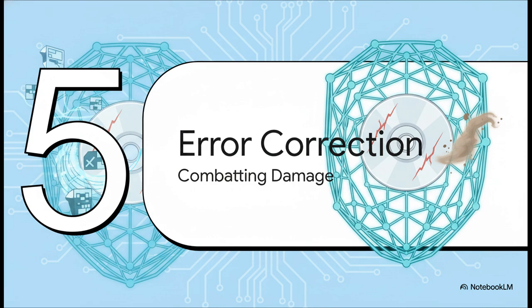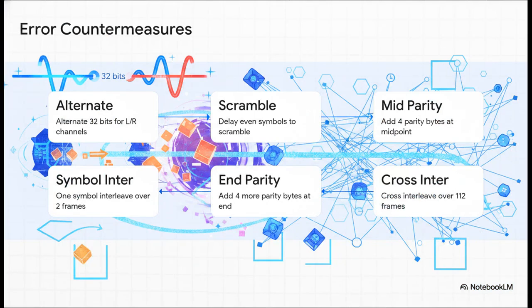Moving to Section 5, Error Correction Countermeasures. Because, let's face it, discs get damaged. Since discs inevitably get scratched and smudged, we need some serious countermeasures. The system actually scrambles and delays the data, alternates bits between the left and right audio channels, injects parity bytes at the middle and the end of the frames, and uses cross-interleaving over 112 frames. It sounds incredibly complex, but this deliberate data scattering ensures that a physical scratch doesn't wipe out consecutive pieces of audio. It makes a damaged disc completely playable.